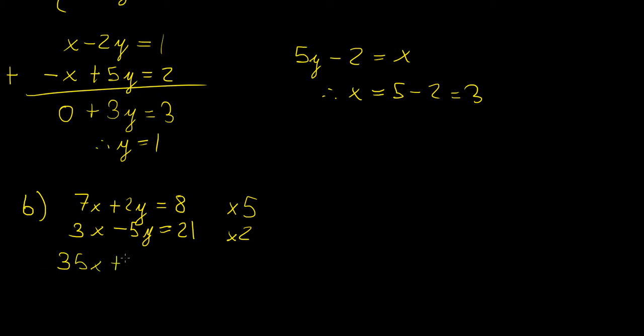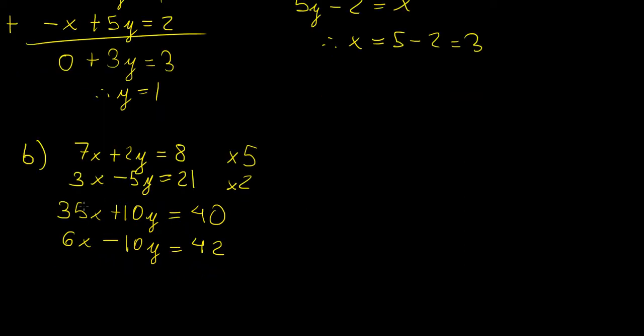This is going to become plus 10y equals 8 times 5, which is 40. Remember, we're allowed to do that because we're doing it to every single term in that equation, so that's perfectly fine. The equation is still satisfied. Now for the second one, we're going to multiply everything by 2, so that's going to be 6x minus 10y, and this is going to be 42.